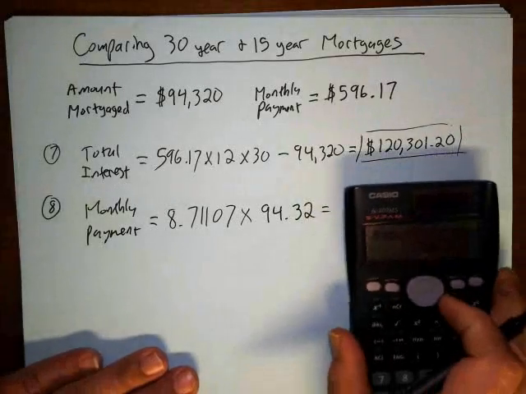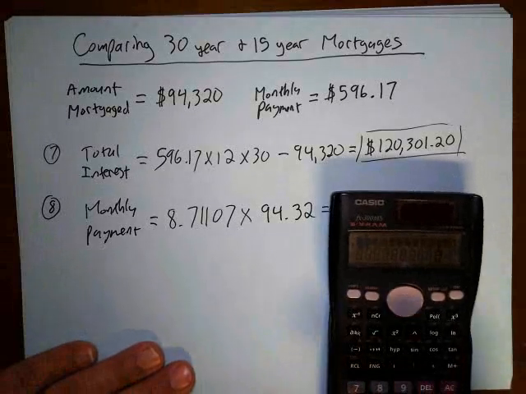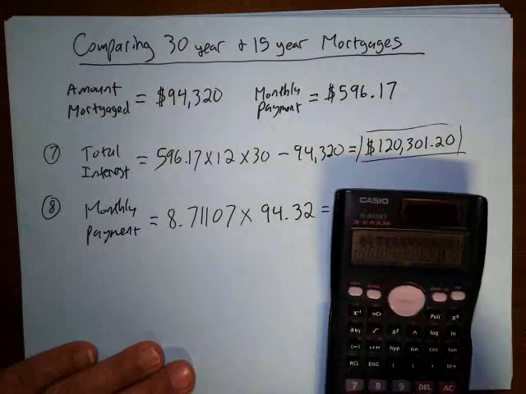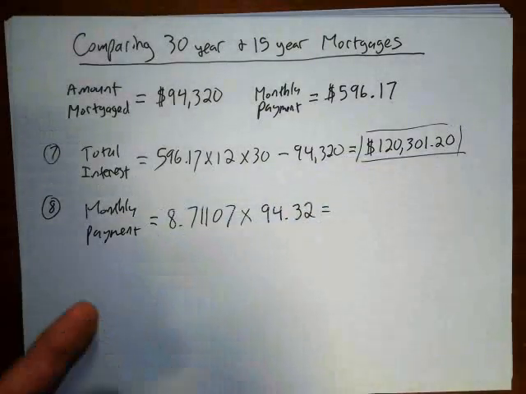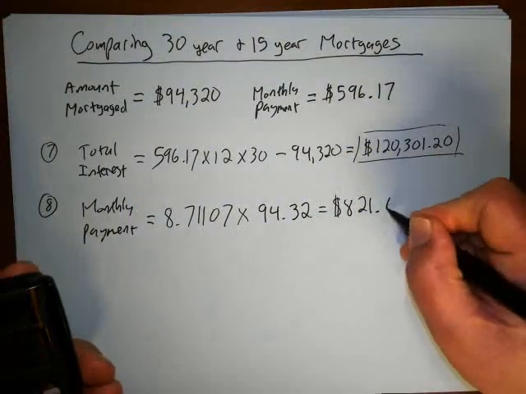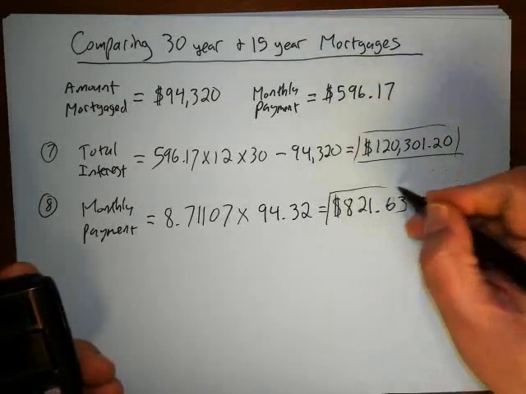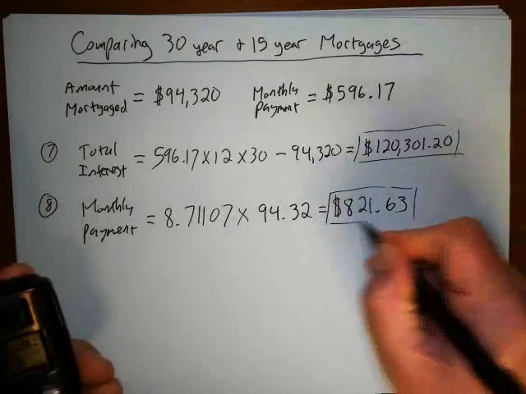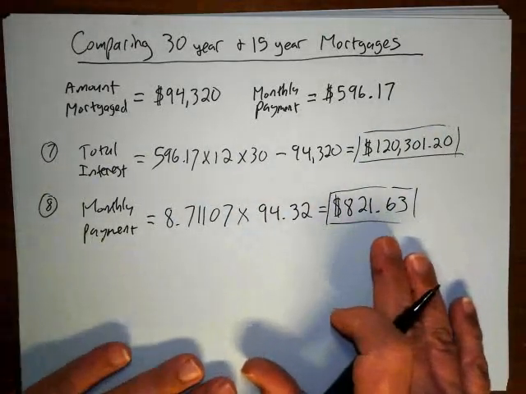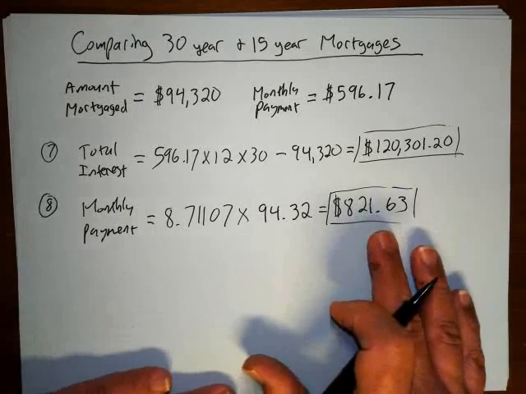And so my 15-year mortgage is going to be 8.71107 times 94.32. So this is $821.63. Okay, and so that is going to be the monthly payment for the 15-year mortgage.